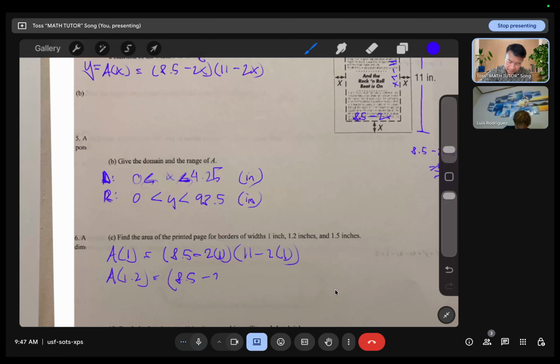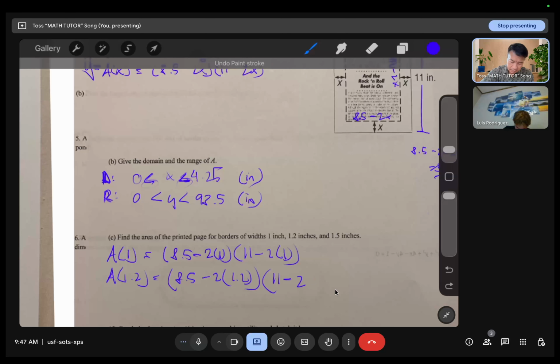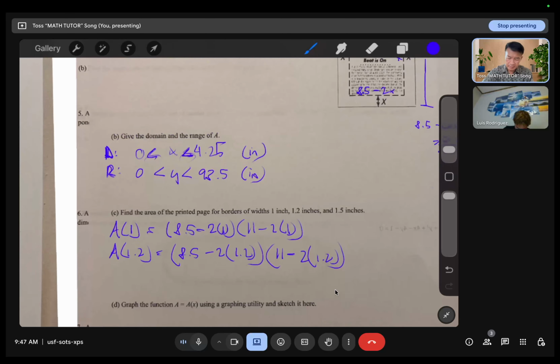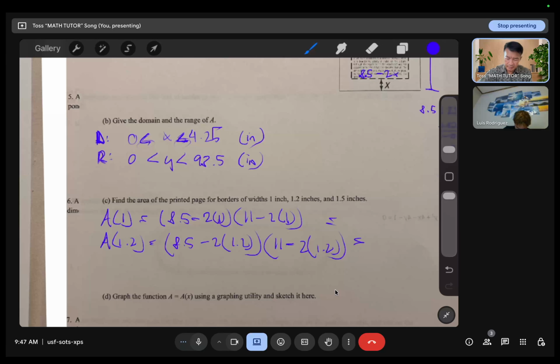8.5 minus 2 times 1.2. You can bracket this if you want, in math. Not in programming, not in coding, where you have to parenthesize everything. The minus 1.2. Close parenthesis. You understand this, okay? Use the calculator here. Same thing for the last one.